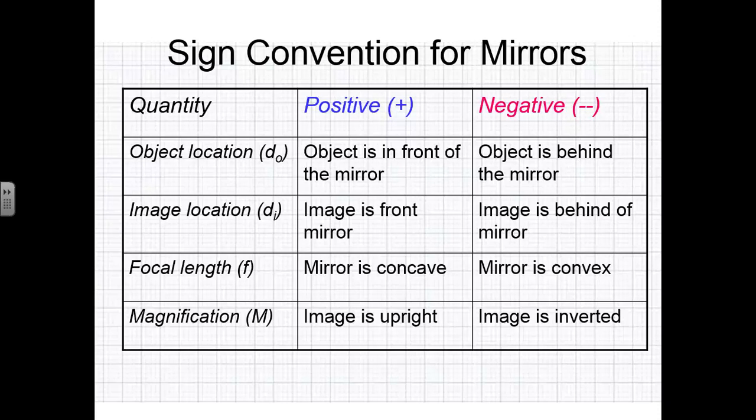However, the next three are not all that unusual situations. An image distance being positive means the image is in front of the mirror. That means that it's a real image. If the image distance is negative, the image is behind the mirror, it's a virtual image. If the focal length is positive, the mirror is concave, the focal point is in front of the mirror, it's a converging mirror. If the focal length is negative, the mirror is convex, it's a diverging mirror, the focal point is behind the mirror. And finally, if the magnification is positive, the image is upright. That means image distance or image height is also positive. And if the magnification is negative or image height is negative, the image is inverted.